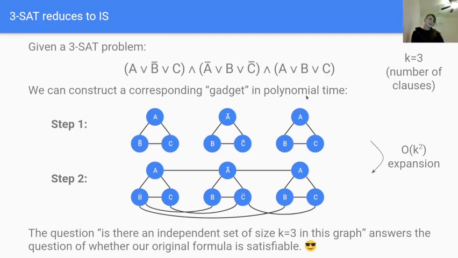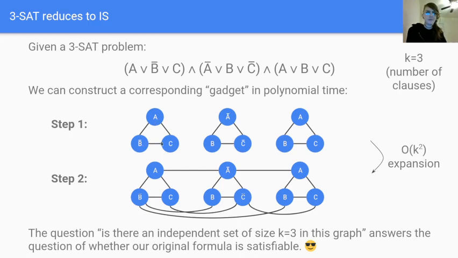So we can construct this thing called a gadget. This is the actual word. It's a gadget. It's a graph that corresponds to the problem. And this is super, super common in reducing 3-SAT to problems, or reducing other problems to each other, actually. So, step 1 is to just draw out a triangle for each conjunct. And we label the nodes, the vertices in the triangle, with the terms of the conjunct.